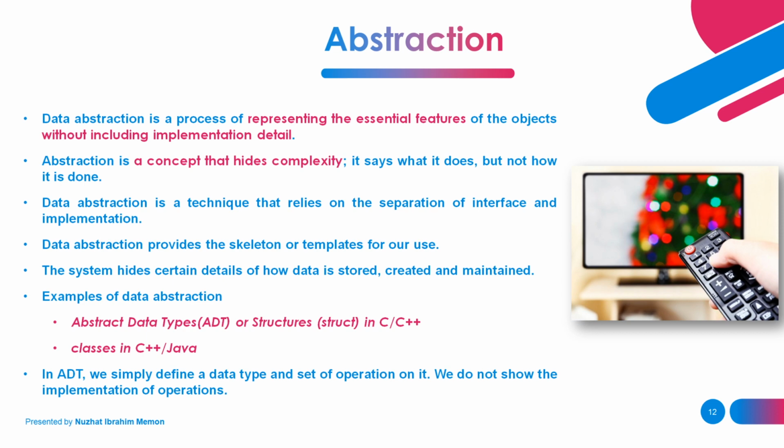In object-oriented programming, examples of data abstraction are ADT, abstract data type, or you can say structure or struct in C or C++, which we are going to study further, and classes in C++ and Java. In C language, there is no concept of class, but in Java and C++, we have the concept of class. In ADT, or abstract data type, we simply define a data type and a set of operations on it. We don't show the implementation of the operations.